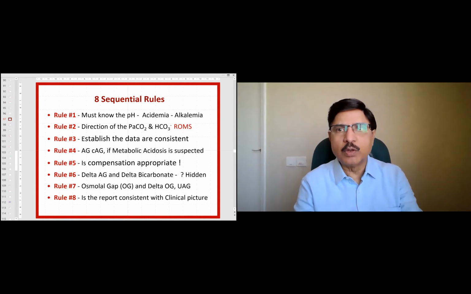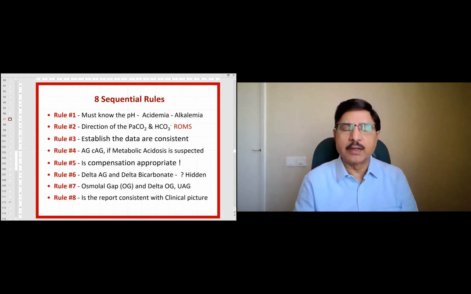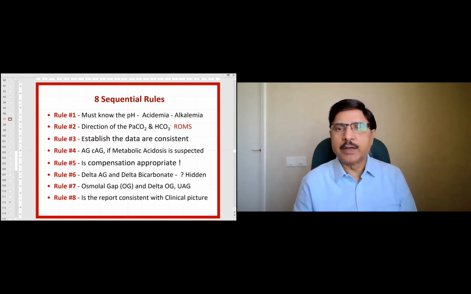The most important thing is rule number 1: what is the pH, acidemia or alkalemia. Second is the direction of the primary variable: bicarbonate in case of metabolic, and PaCO2 or PCO2 in the case of respiratory. Respiratory is opposite, metabolic is the same side. Then the data consistency, then the anion gap and the corrected anion gap if the protein is given, and that too if metabolic acidosis is suspected. And the fifth one is using the Winter's rules. You have to see whether the compensation is appropriate.